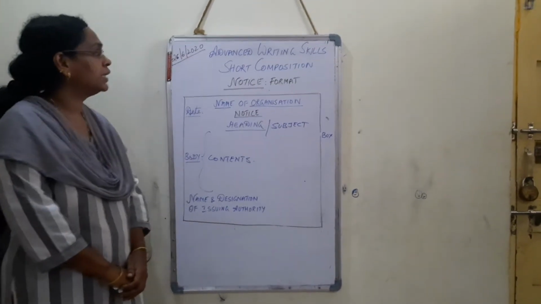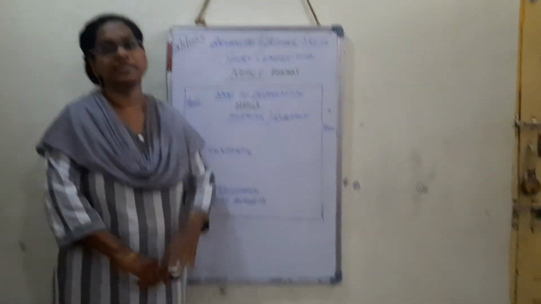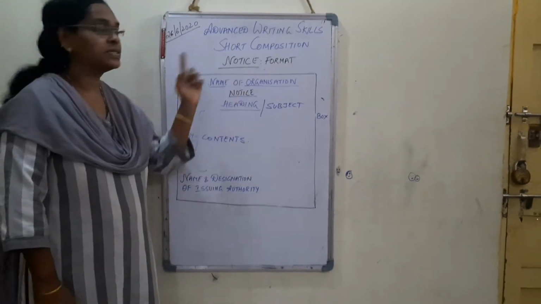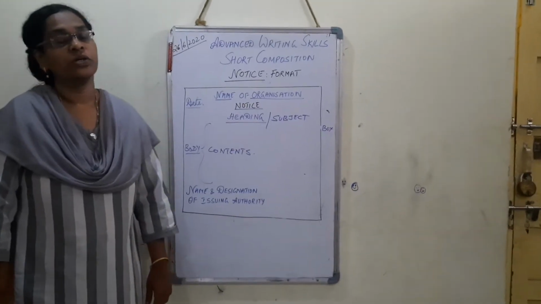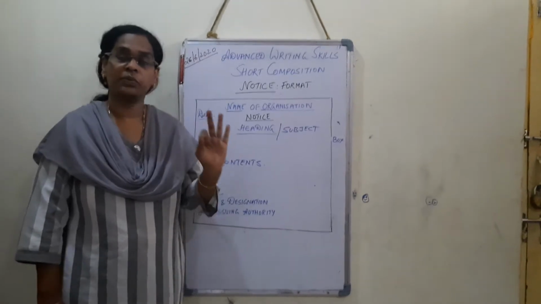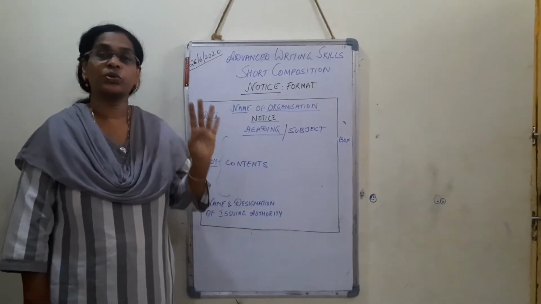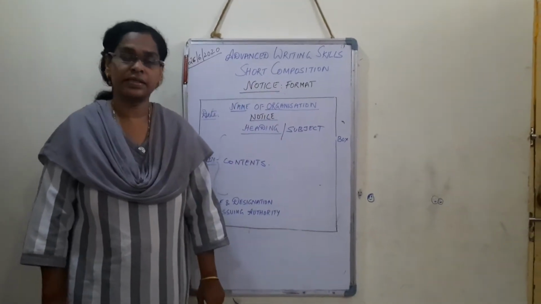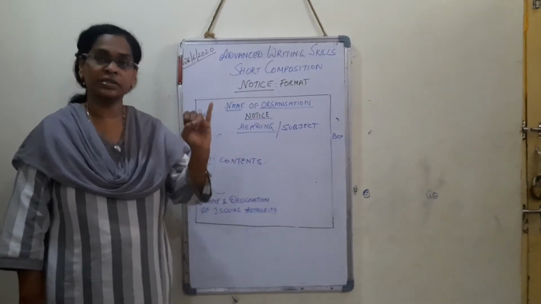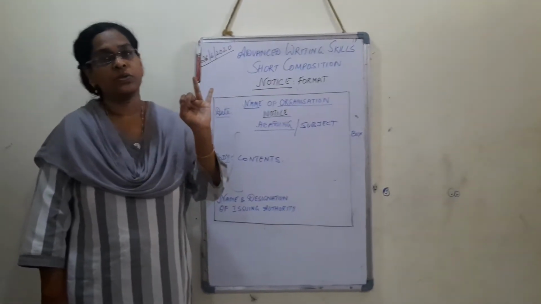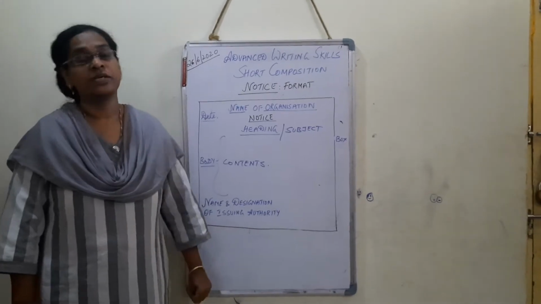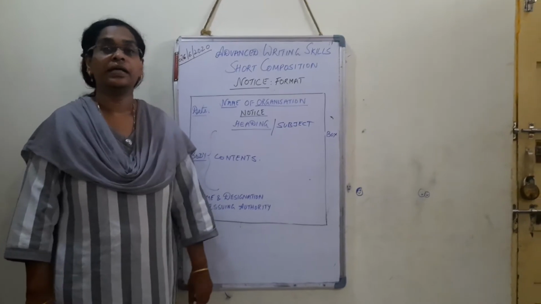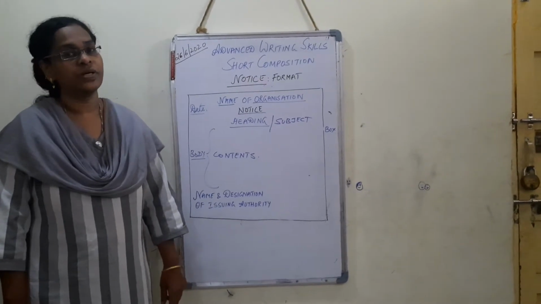So in class 11, under the advanced writing skills, you have 4 kinds of short compositions, and one of them is notices. Along with notices, you also have posters, advertisements and invitations. So you have 4 short compositions under the advanced writing skills for this year board, that is class 12. Among these 4, you have to write notices, which would be coming under the internal choice questions.